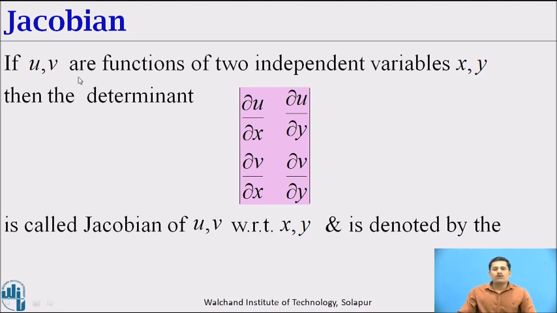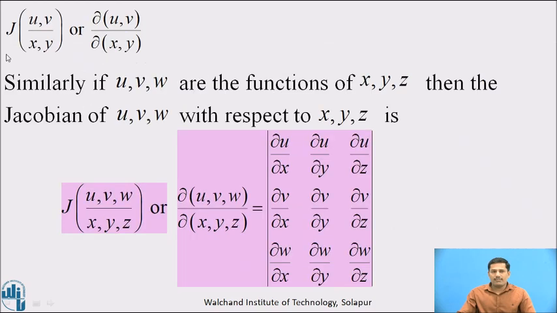If u, v are functions of two independent variables x, y, then the determinant ∂u/∂x, ∂u/∂y, ∂v/∂x, ∂v/∂y is called the Jacobian of the functions u, v with respect to independent variables x, y. And this Jacobian is denoted by these symbols, and this symbol can be read as Jacobian of the functions u, v with respect to independent variables x, y.